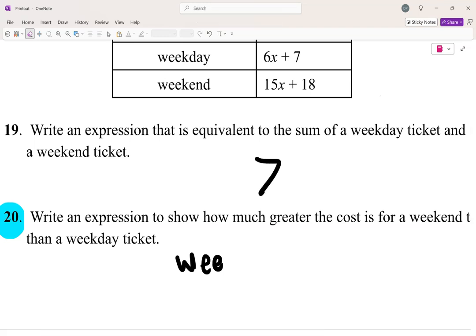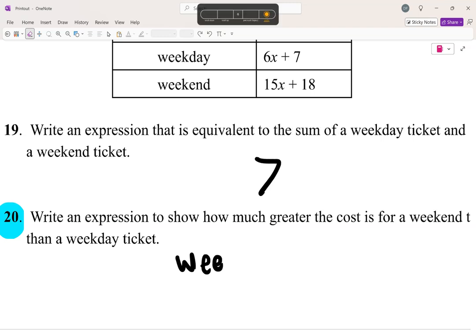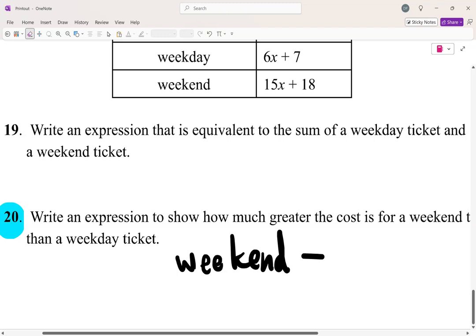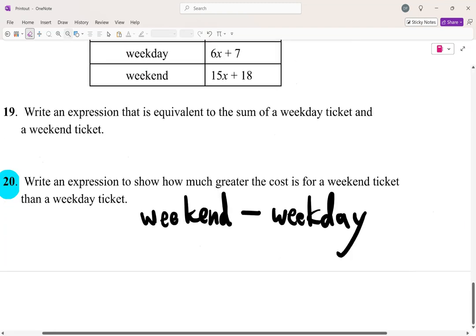So if I make $17 one day and $36 the next day, and they say how much greater, you always take whatever's more and subtract. Does that make sense? So whatever's more, which is the weekend, we're going to do weekend minus weekday. Okay, so now we just have to put our letters in, our variables, and that's it.